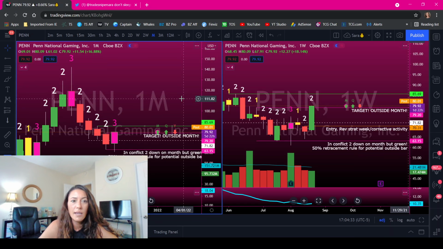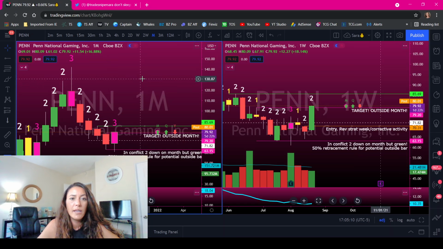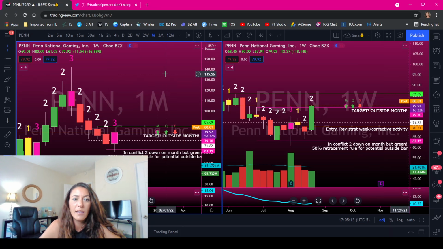Or you don't even need a scanner if you're only watching a certain amount of stocks. You can just train your eyes and know what you're seeing and know what you're looking for. So I always start on the monthly time frame. And the thing about the monthly time frame is it's a monthly time frame, so you have the entire month for the setup to play out. So play your time frame. If you're using the weekly time frame, it should play out within a week because you're using the weekly time frame.